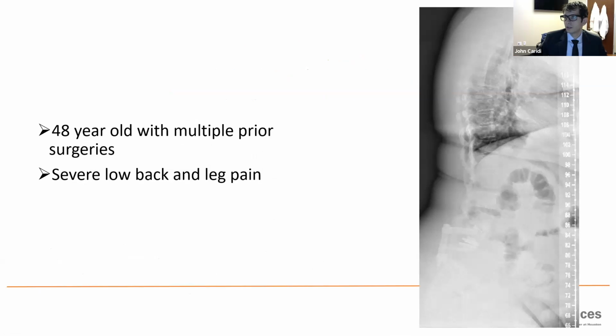This is a 48-year-old who showed up in my office having had multiple surgeries in the past. Despite this being in New York at the time, she's Texas-sized. She came in with severe low back and leg pain. This is one where I definitely did not need to see her walk to know what her problem was going to be.